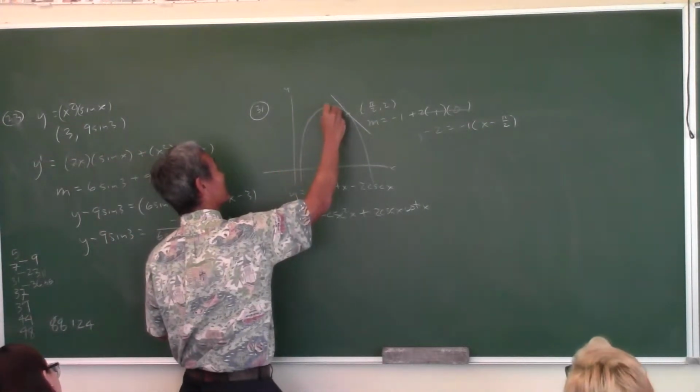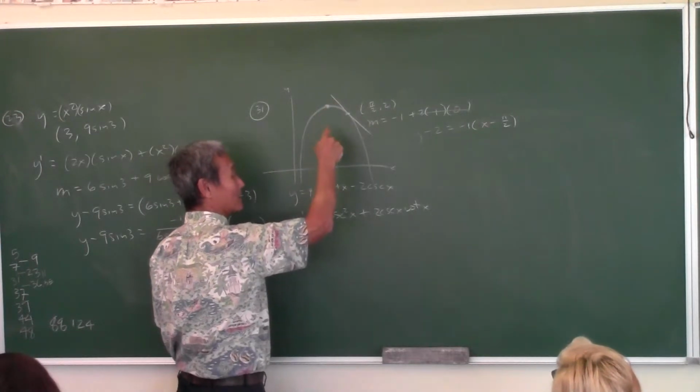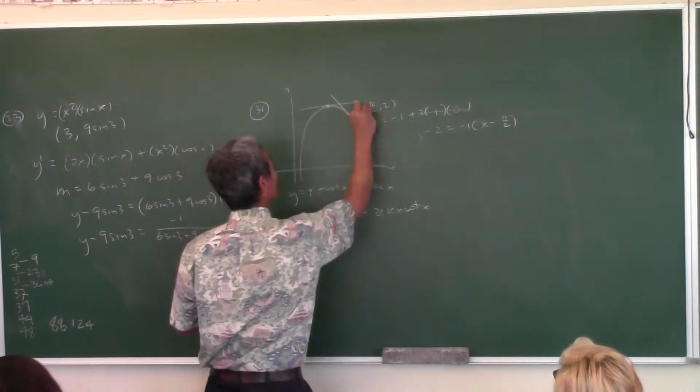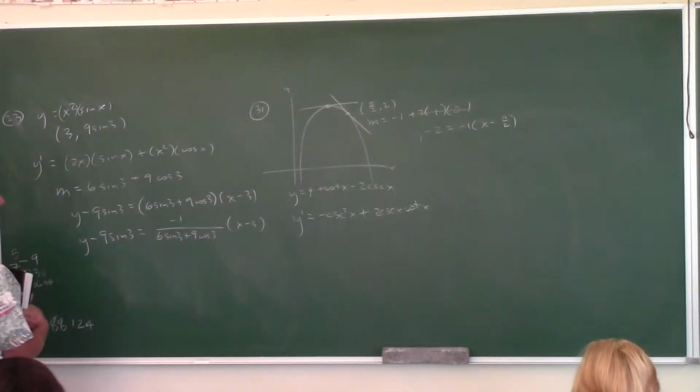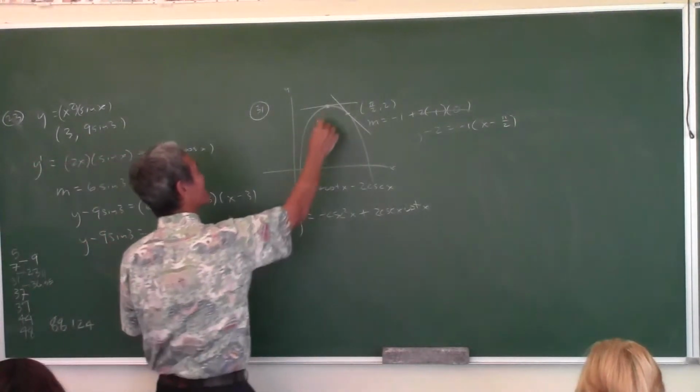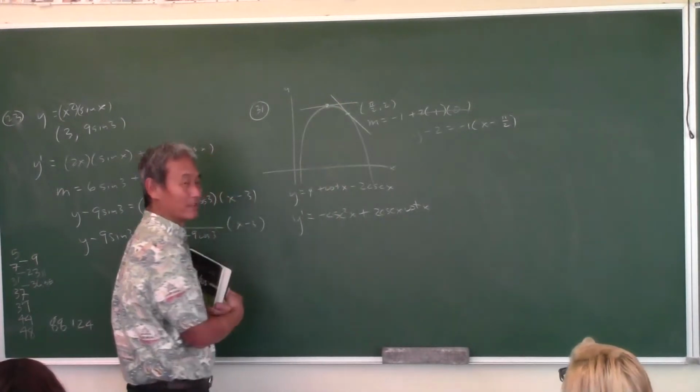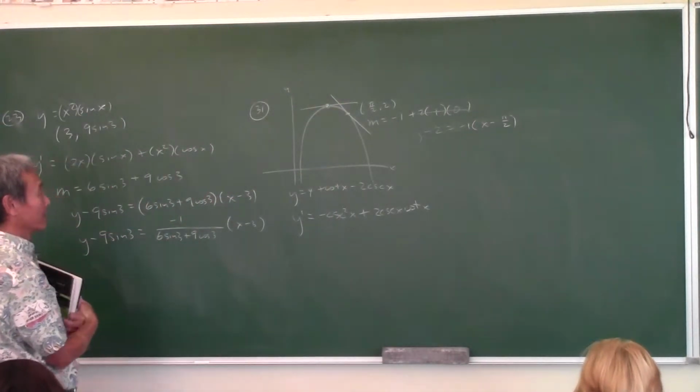Part B though, this is a good one. Probably this one is on the test. Write the equation of this horizontal tangent. Probably on the test though, I'm just going to ask you to compute that point. What is that point right there?